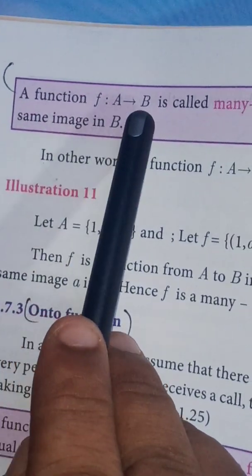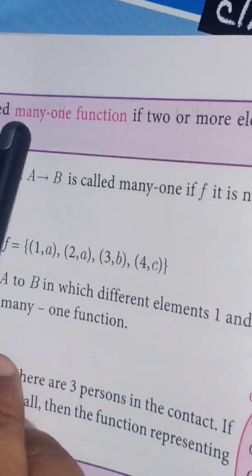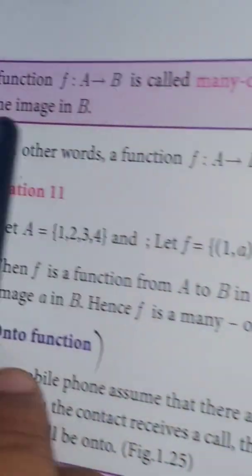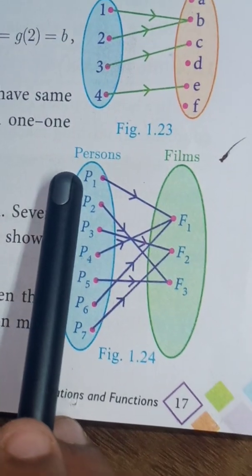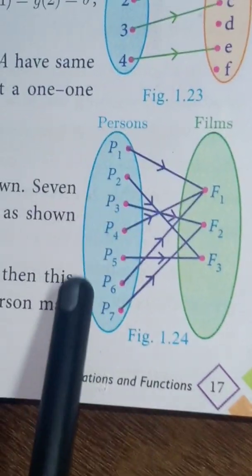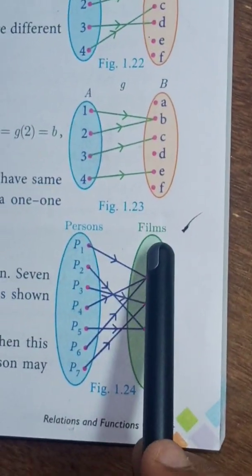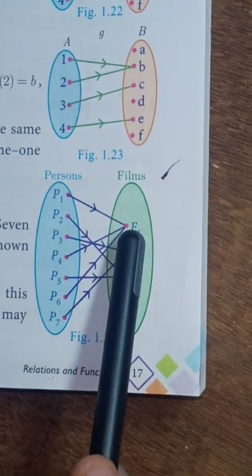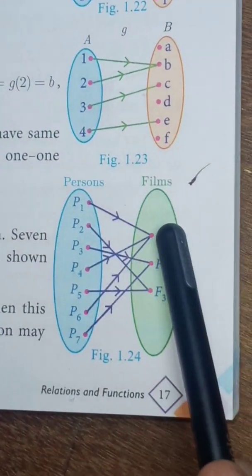A function f from A to B, A represents the domain and B represents the codomain, is called a many-to-one function if two or more elements of A have the same image in B. Here's an example, arrow diagram. So persons, this one in blue color, represents the domain, and films represents the codomain. Look at that. P1 has the image F1, P6 has the image F1, and even P4 has the image F1.